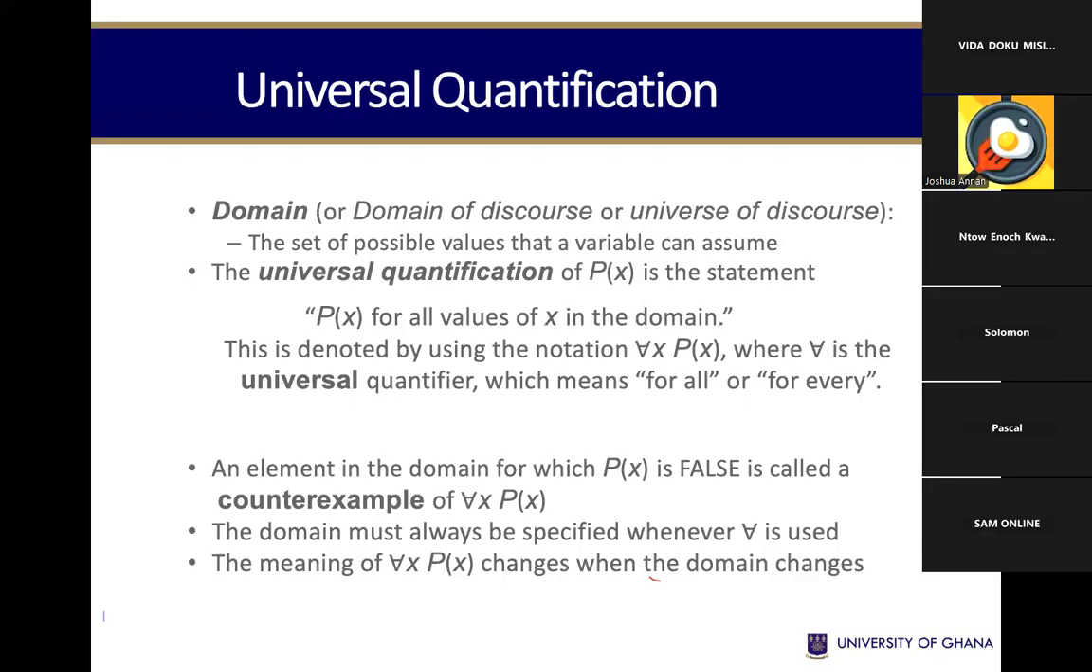And of course, the universal quantification of P of x is a statement that P of x holds for all values of x in the domain. And normally we use this symbol to denote "for all x", or "for every". That's the meaning. Then, for us to know that the universal quantifier is false, we need to identify a particular value in the domain that makes it false.